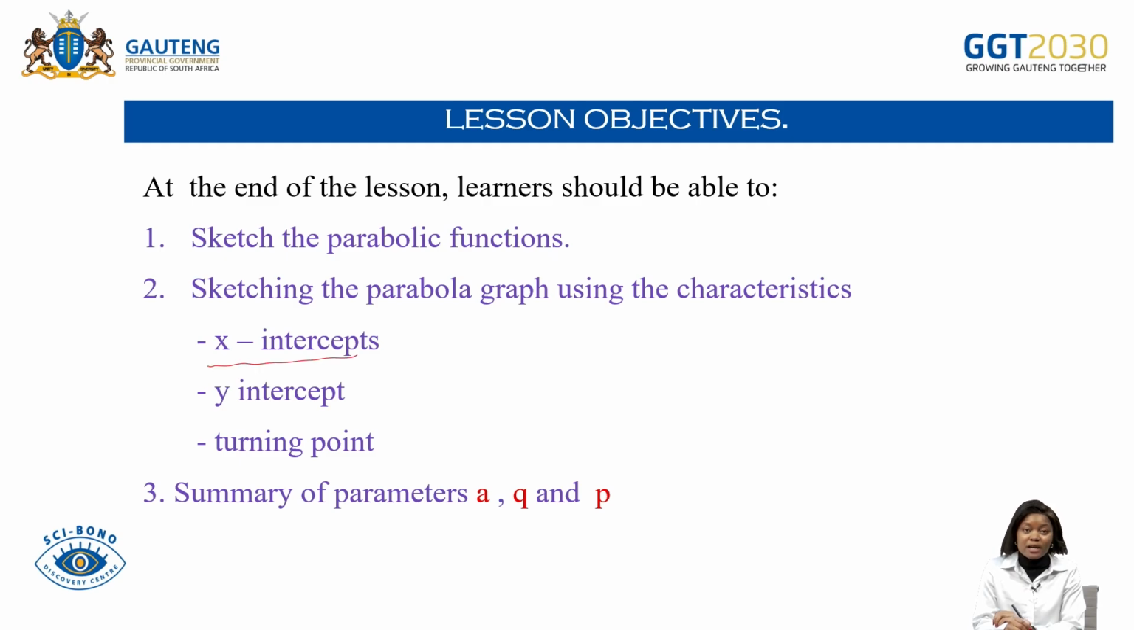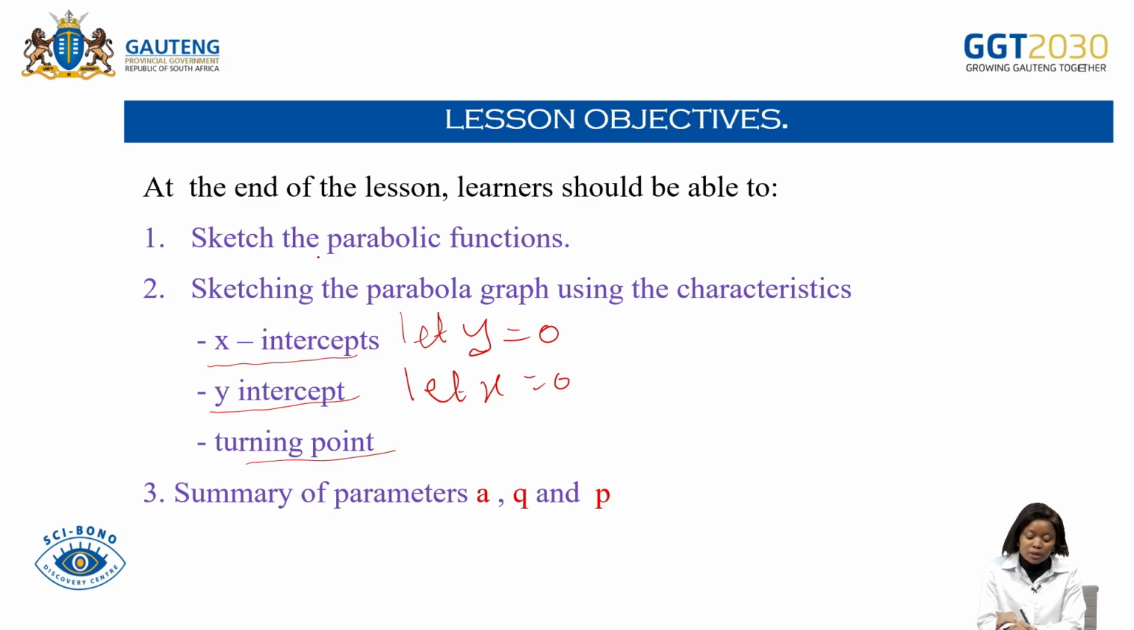Remember, when you are finding the x-intercept, you need to say let y be equal to 0, right? You need to know how to find the y-intercept, and for you to find the y-intercept, you need to say let x be equal to 0. And you should be able to find the turning point.